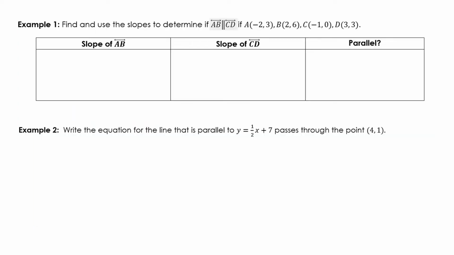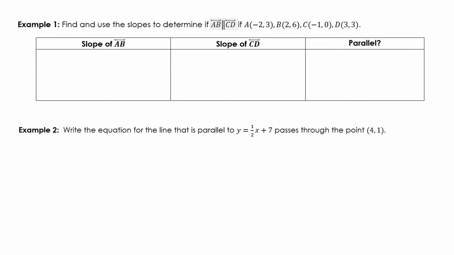All right, so for example 1, we're trying to use 4 points to determine if line AB is parallel to line CD. So we need to determine the slope of line AB and the slope of CD, and then compare them and see if they are the same. If they're the exact same, they're parallel, and if they're not the same, then they're not parallel.